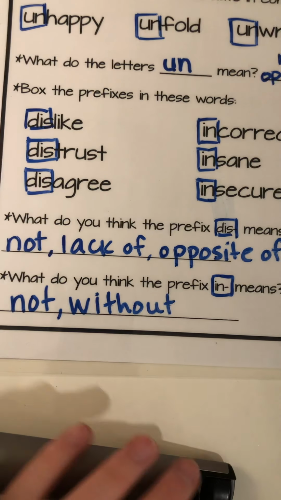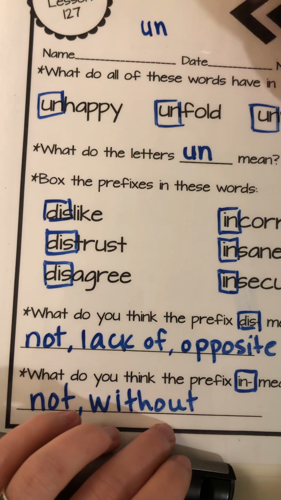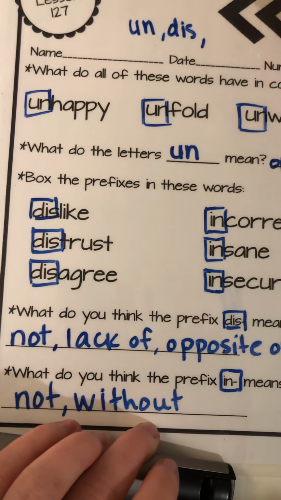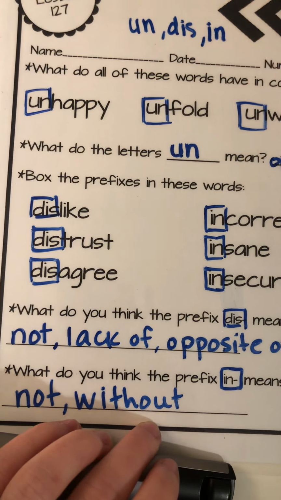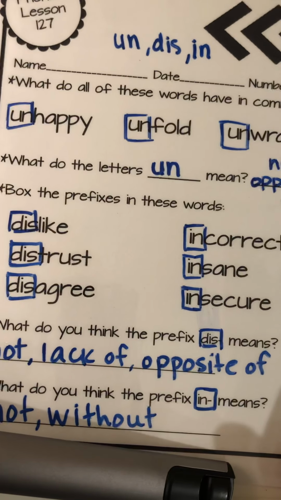Good job, guys. We just went over UN, I'm up here writing it, UN, DIS, and IN. The prefixes UN, DIS, and IN. They all mean not, without, or the opposite of, okay?